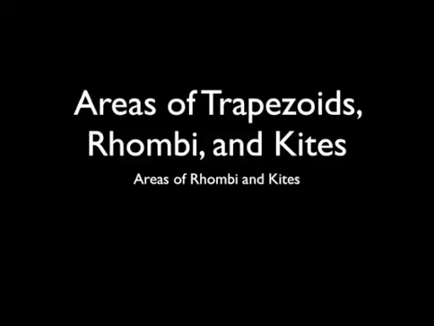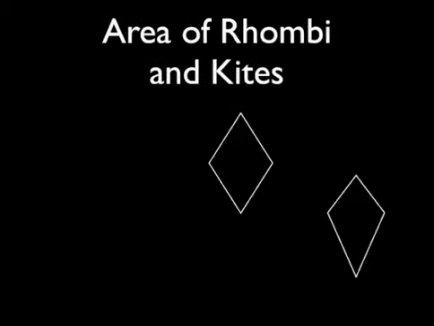Now let's talk about the areas of rhombi and kites. You'll notice here that we have both a kite and a rhombus. And if we draw in the main diagonal of both of them, you will notice that it separates either figure into two congruent triangles by side, side, side. So if we could find the area of one of these triangles, we could multiply that by 2 and have the area of the full figure.